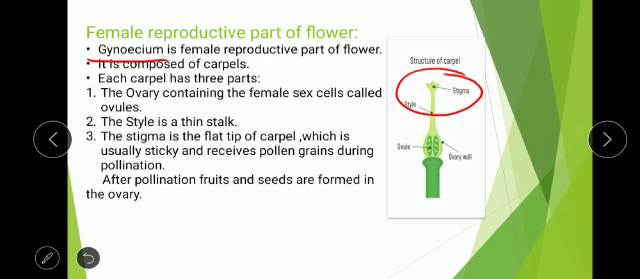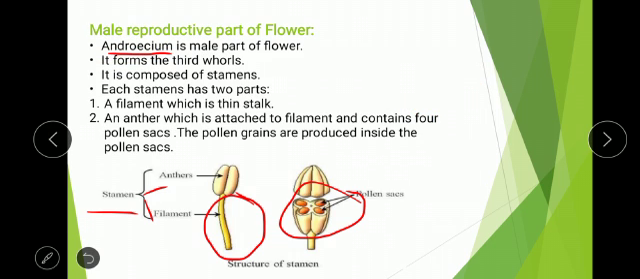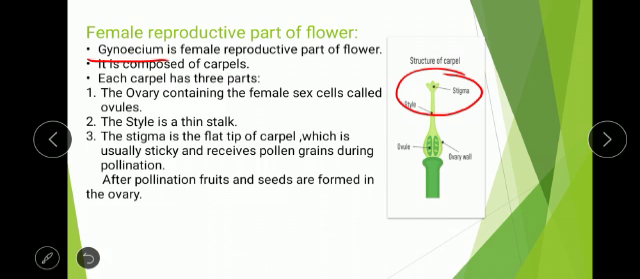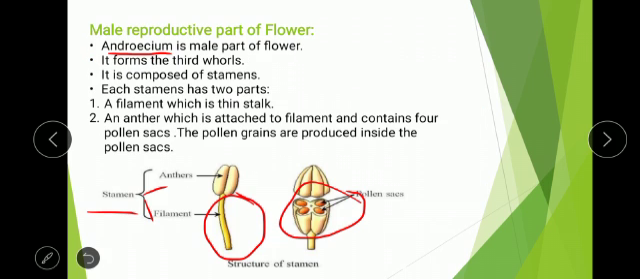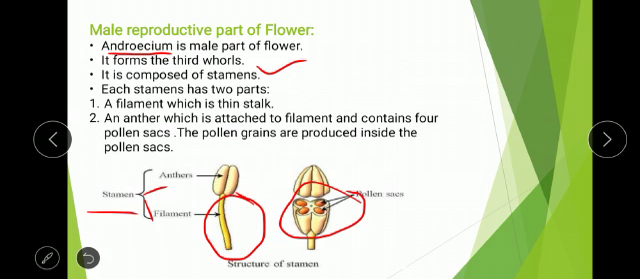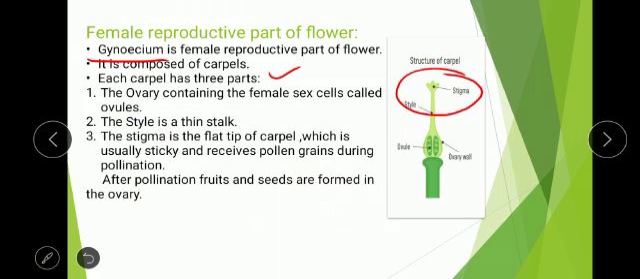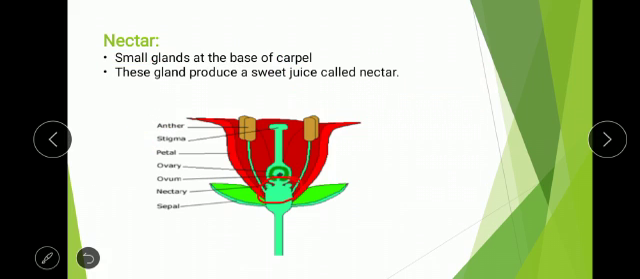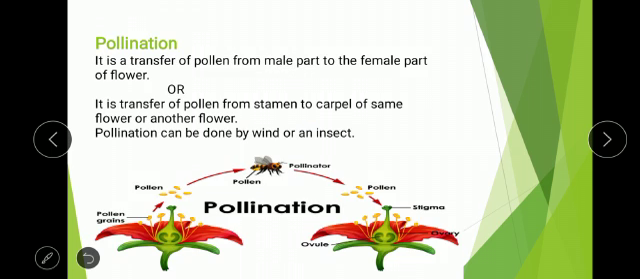Comparison between male and female reproductive parts: the male reproductive part is called androecium and the female reproductive part is called gynoecium. The male reproductive part consists of stamens and the female reproductive part consists of carpels. Each stamen has two parts, filament and anther, but each carpel has three parts, ovary, style and stigma. Nectaries are small glands at the base of the carpel, and these glands produce a sweet juice called nectar.